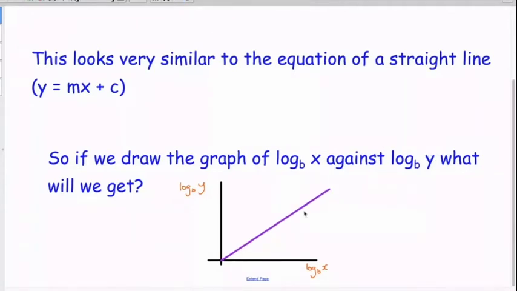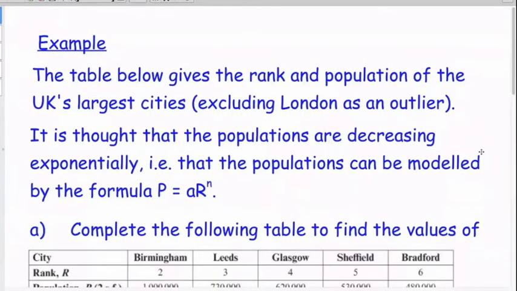Not necessarily going through the origin, I shouldn't have drawn it through the origin. It could, that C value would mean it could go anywhere. Okay, so that's the idea behind why we do this, what the point is, and what graphs we would need to draw. So I've got an example that will hopefully allow us to see what kind of questions we might be asked. I've just taken this straight out from the textbook.